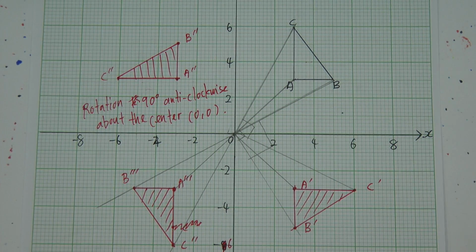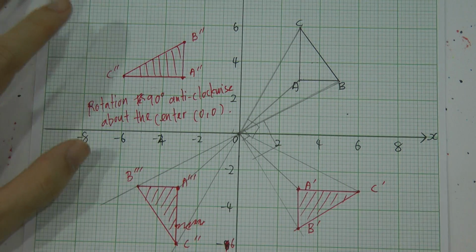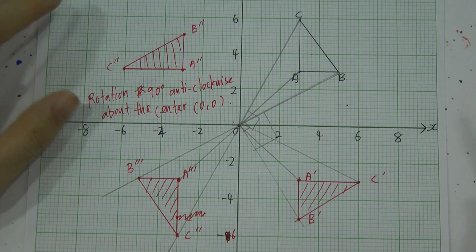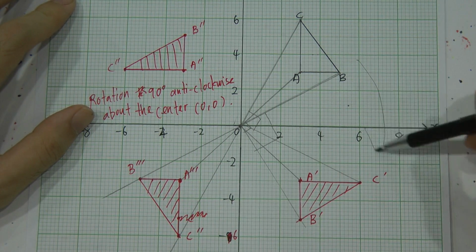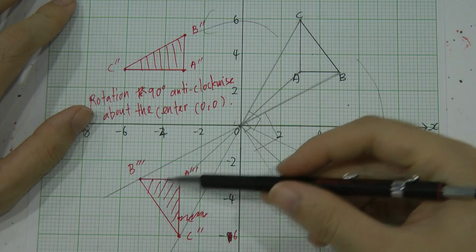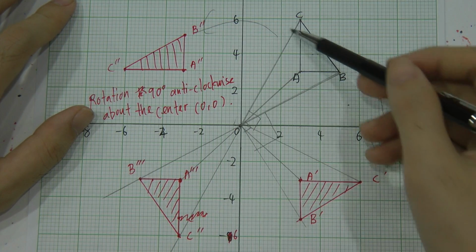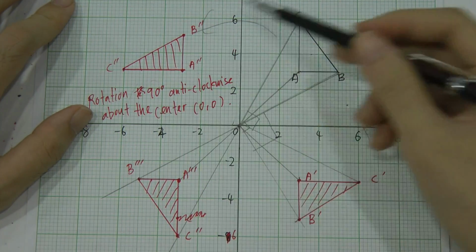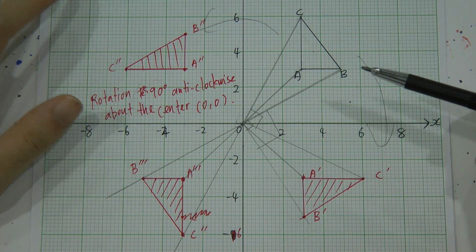Okay, now I believe all of you can already rotate 90 degrees clockwise and anti-clockwise. This is clockwise. This is anti-clockwise. This is 180, because whether 180 clockwise or anti-clockwise, you get back the same thing. Okay, so basically these are some things about rotation.